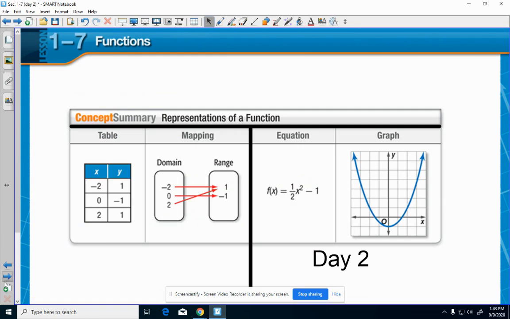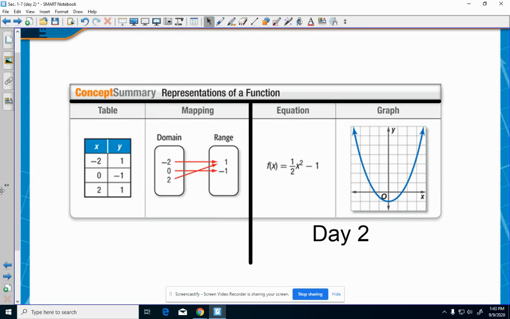Okay. So yesterday we looked at these two ideas. How do I determine whether a table or a mapping is a function or not? We had a definition. It's still part of 1.7. It was all about looking at the domain, those values on the left-hand side, to determine whether or not there was a repeated x value. So today, we're looking at the other two options, equations and graphs.